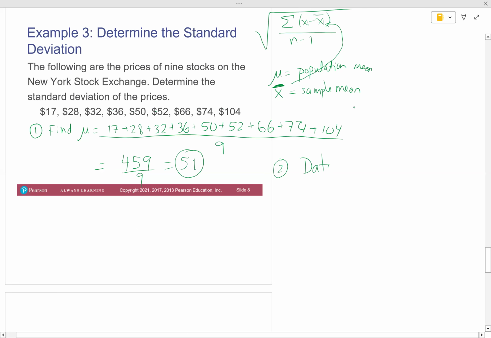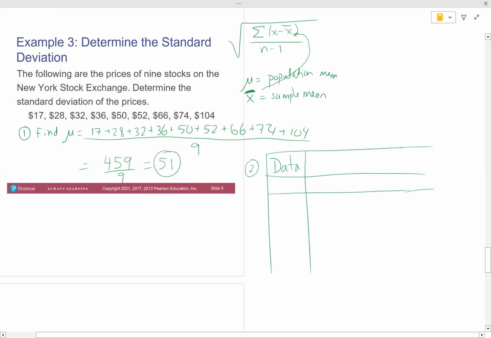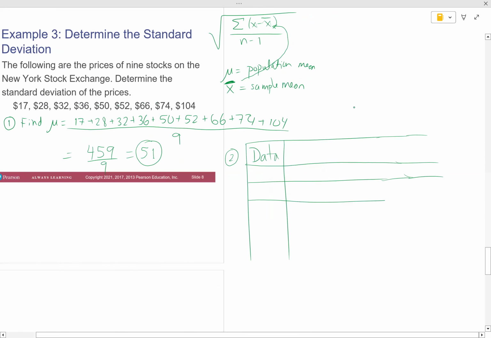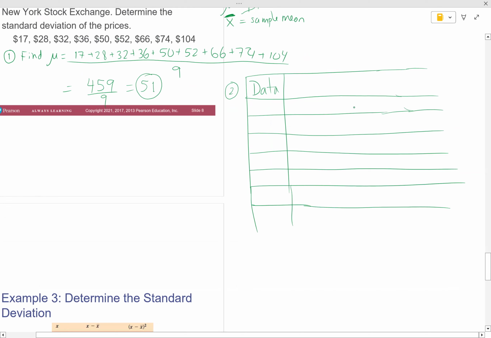First column is going to be data, just all my data values. How many were there? There were 9 to begin with. I'll need a row for each one. I'm going to try to make this long, kind of wider. 1 data value, 2, 3, 4, 5, 6, 7, 8, 9. All right, that looks good.